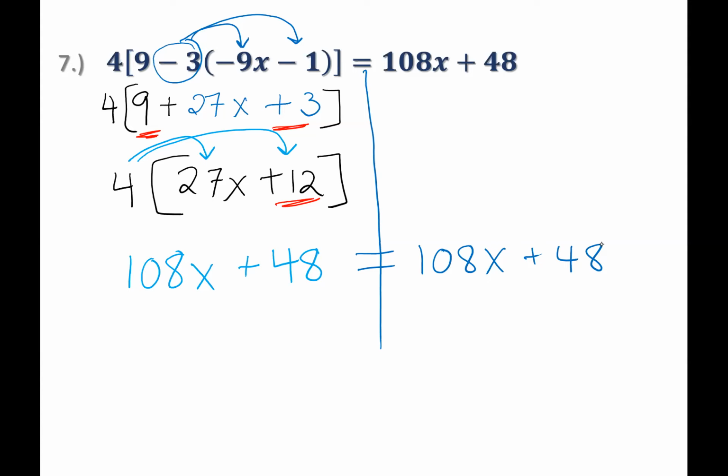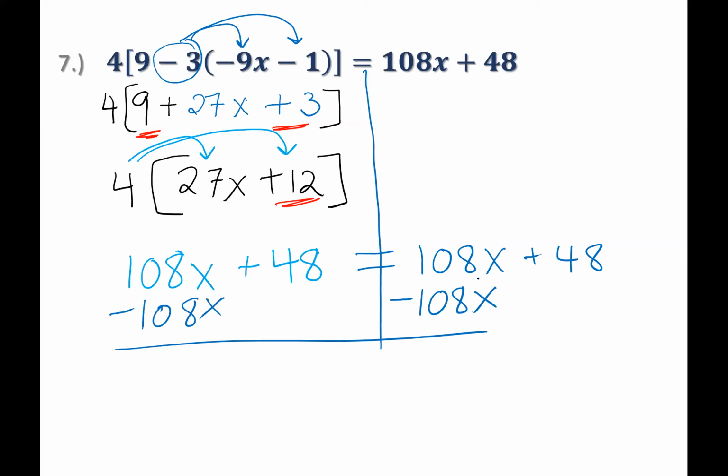So let's keep going. Let's work on isolating the x on both sides. So maybe I'll try to get the x's on the left side. So that means I'll take this 108x on the right and subtract it. So I'm going to do minus 108x on both sides. That cancels out. All that's left on the right side is 48.